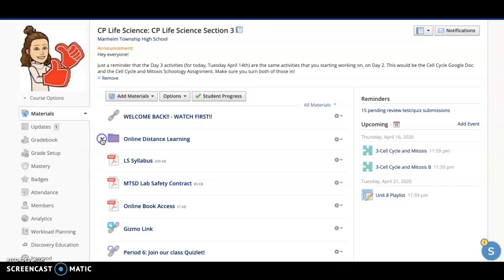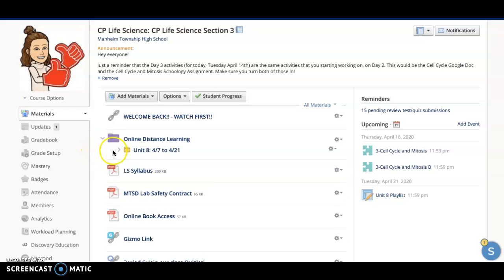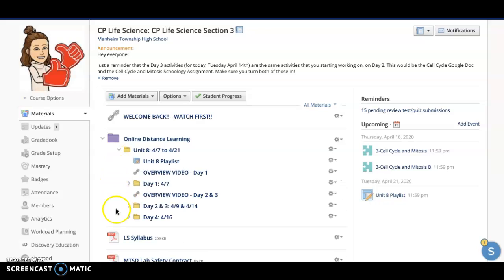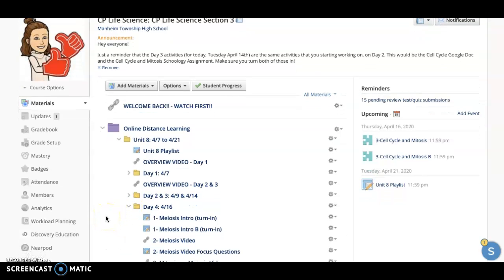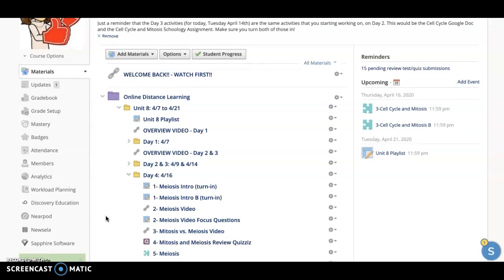Alright, so day 4. If we go into the online distance learning folder, we're still in unit 8. We're almost done. We're going to go down to day 4 here. So at this point, you guys are learning about cell division. You learned about the cell cycle and mitosis in days 2 and 3. There was a Google Doc with notes and a video, and then an assignment for you to do. So day 4 is continuing that, and you're going to be learning about something called meiosis.